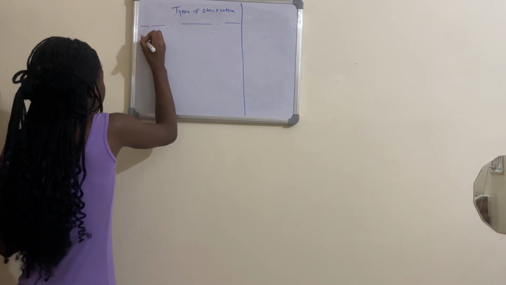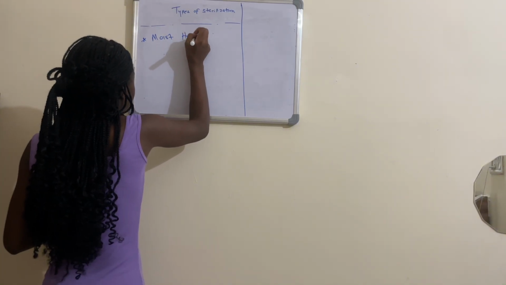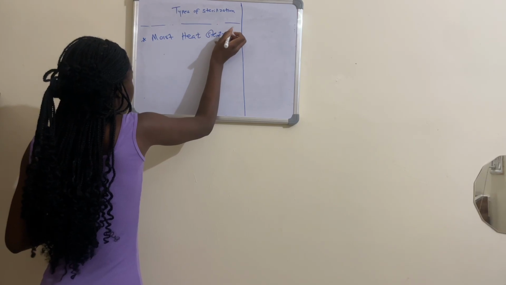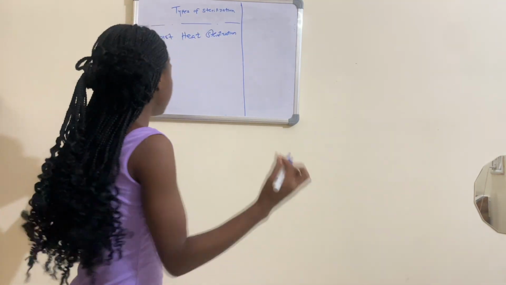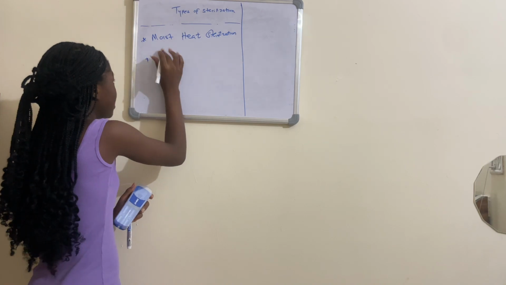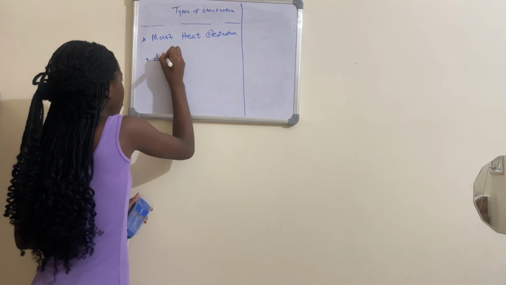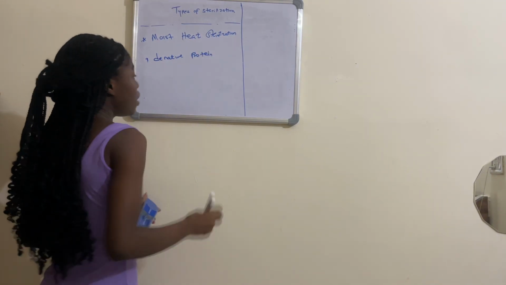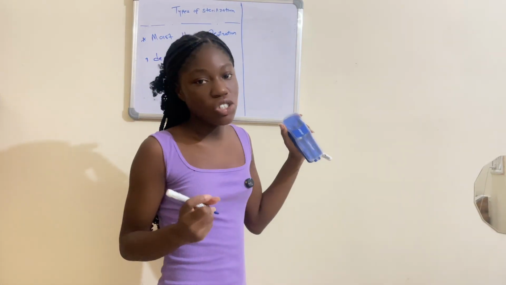We have the moist heat sterilization. Now, moist heat works on the principle of denaturing the protein. It kills microorganisms by denaturing the protein that is present inside of the microorganism. And one of the most common examples of moist heat sterilization is the autoclave.